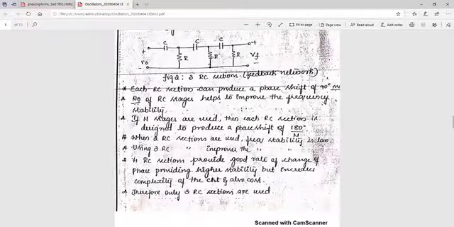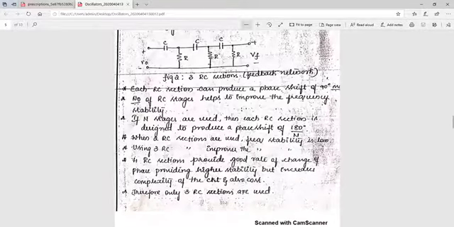So that is why I am having a 60-degree phase shift from each RC section. Clear? Now we can use only 2 RC sections, but if you use 2 RC sections, each RC section is producing 90 degrees. So 90 plus 90, you will get a 180-degree phase shift, but your frequency will not be stable.